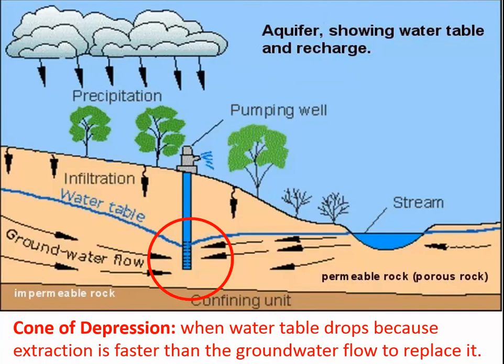And here's another diagram, and we're seeing in areas where we extract water from a well, we see a drop in the water table, and that's called a cone of depression, when the water table drops below because extraction is faster than the groundwater flow to replace it.